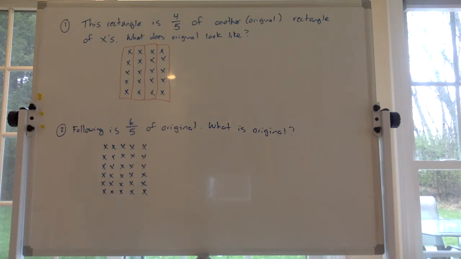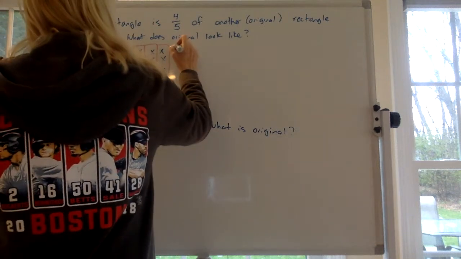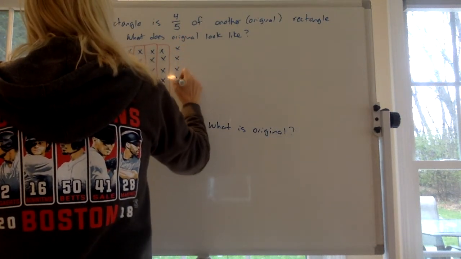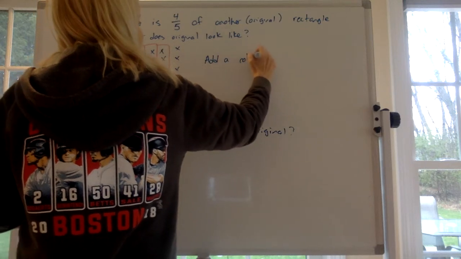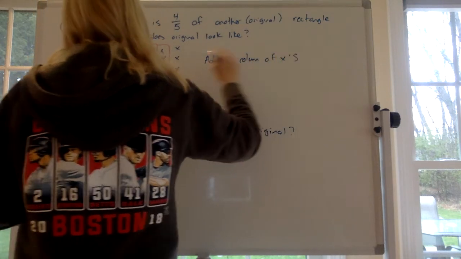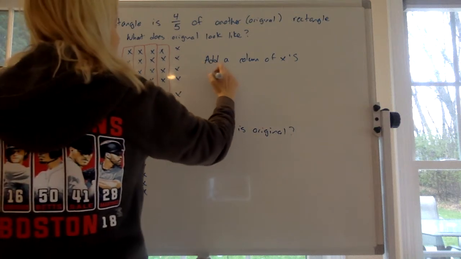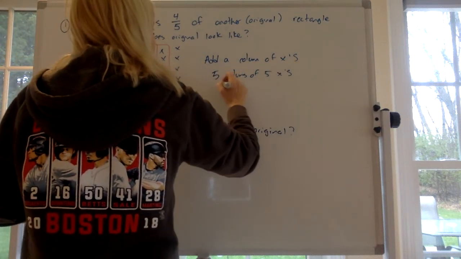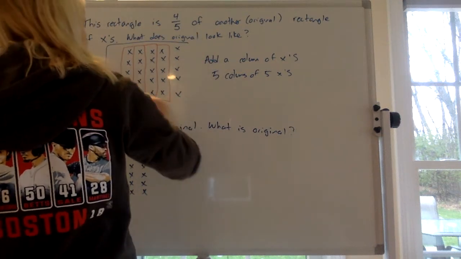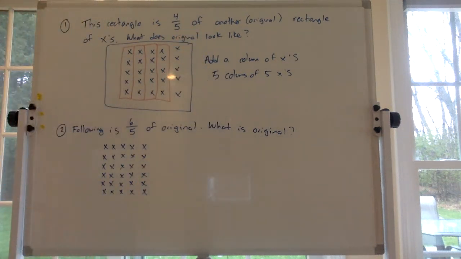So what would we have to do to get to the original? We would have to add a column of x's in. So instead of 4 columns of 5, we have 5 columns of 5 x's. So this would be the original design. Okay? How about the second one?